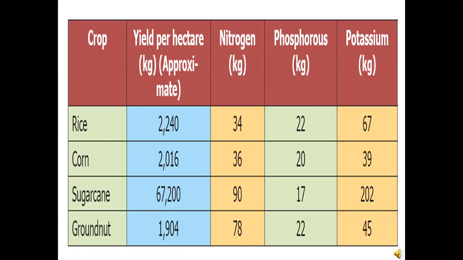For sugarcane, nitrogen 90 kilogram, phosphorus 17 kilogram and potassium 202 kilogram. And for groundnut per hectare, 78 kilogram of nitrogen, 22 kilogram of phosphorus and 45 kilogram of potassium.